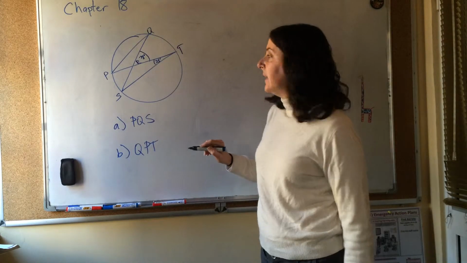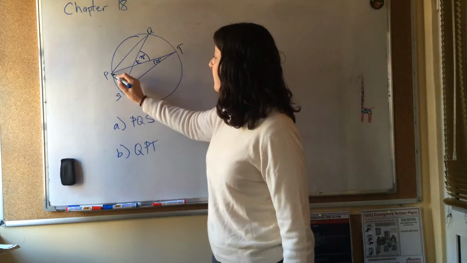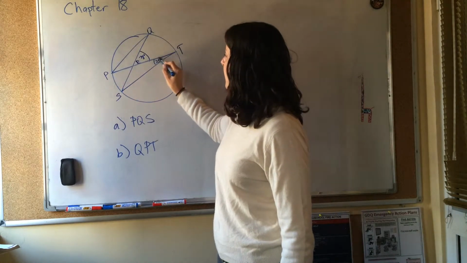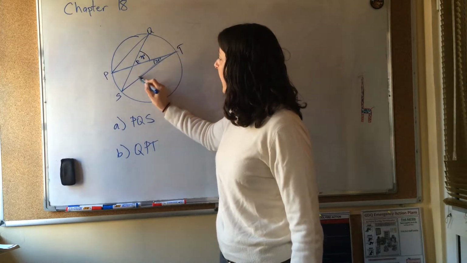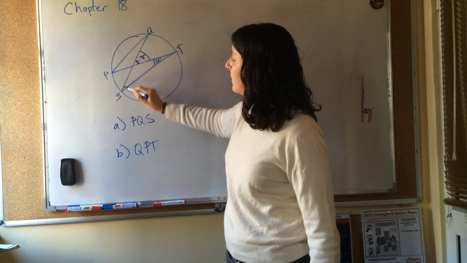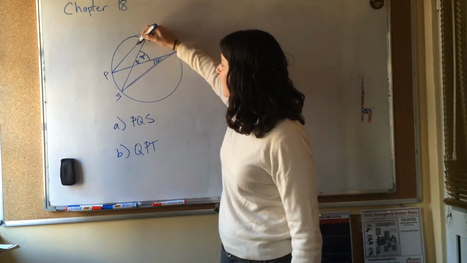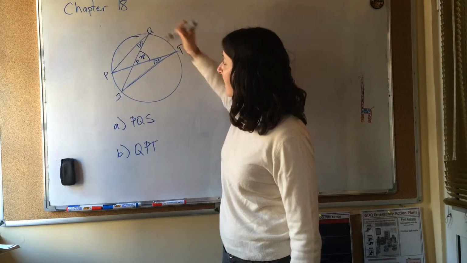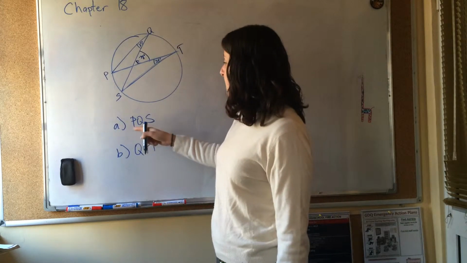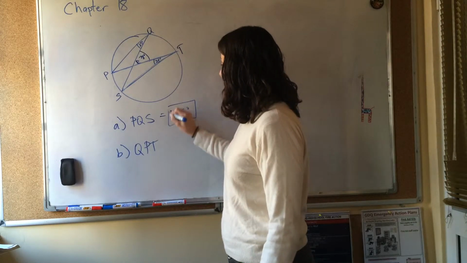Okay, angle PQS. So again, I'm thinking same segments. If I begin at P, I can go to T and end up at S. I can also begin at P, go to Q, and end up at S. Again, I began at the same point, I ended at the same point. That means this angle is also 25 degrees. So angle PQS is 25 degrees. So that would be our answer.